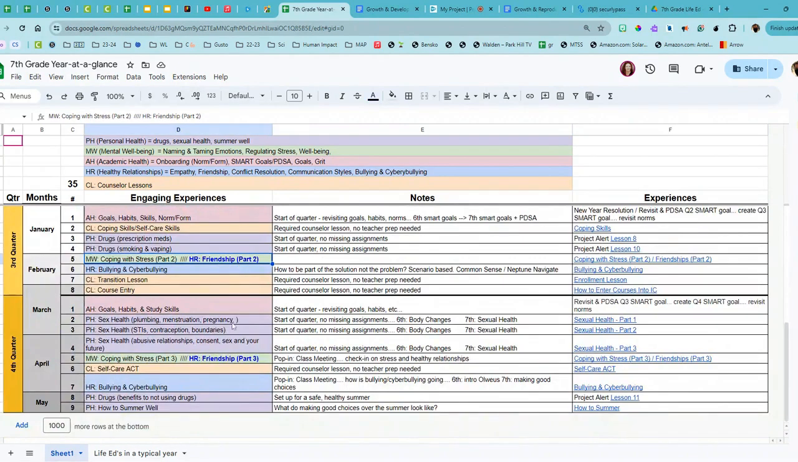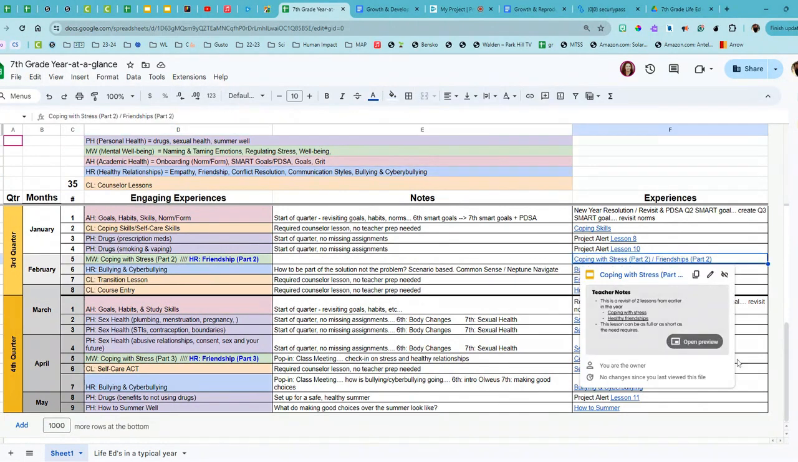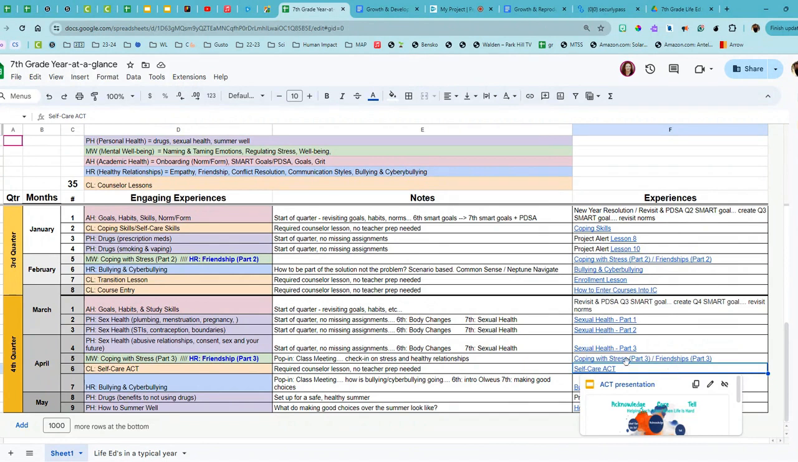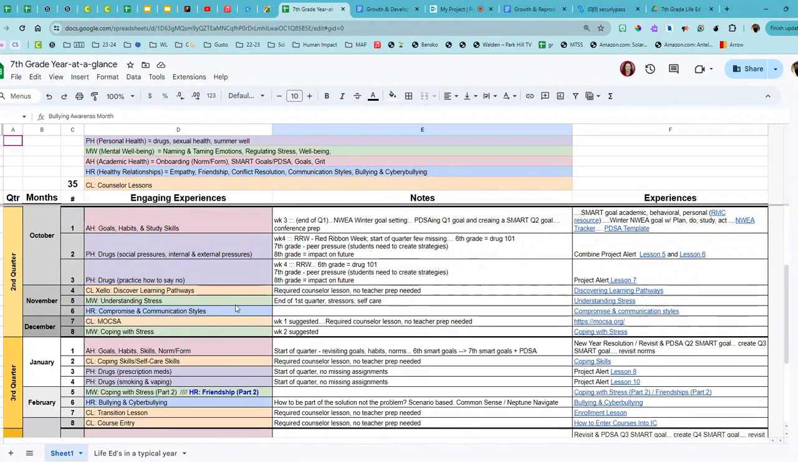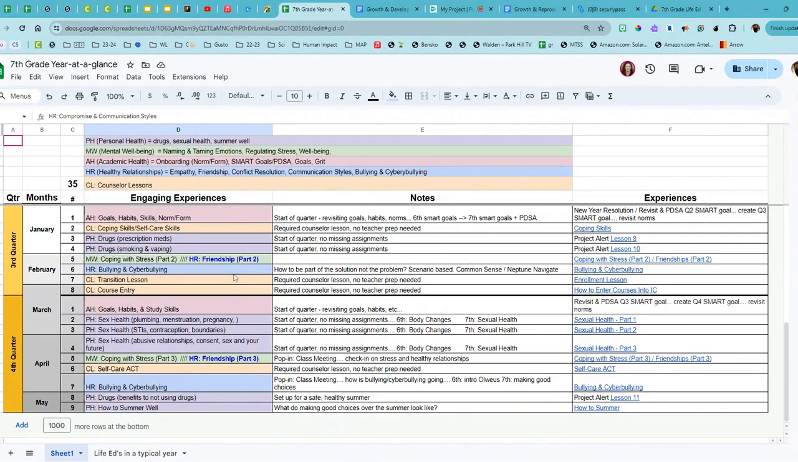You'll also notice here, friendship, which is a blue unit, but we had to embed it here, so we did blue text inside the green. This is also a pop-in with how are we doing with our relationships in fourth quarter and third quarter, okay? Then also in healthy relationships, we're talking about empathy. We're talking about bullying because it's Bullying Awareness Month in October. We revisit those as we come down, and there's bullying and cyberbullying picking up here in the end of April.